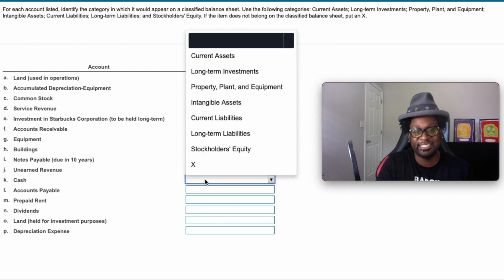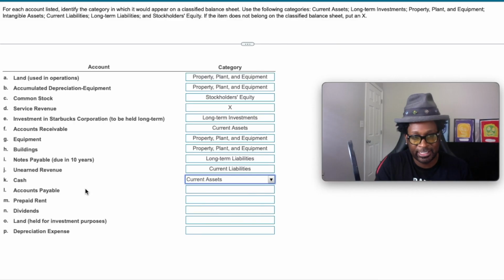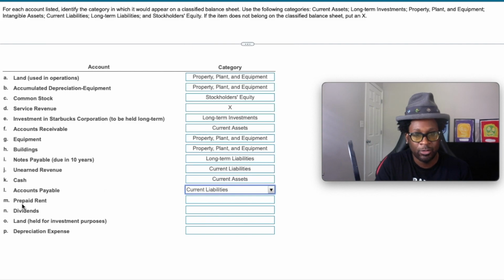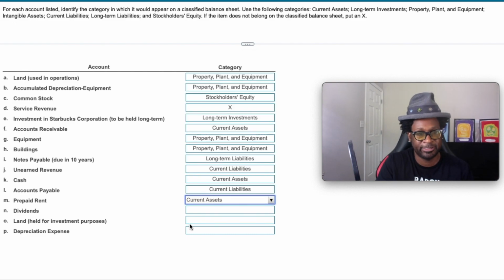Next, cash. Easy breezy. We know that's a big old fat current asset. Dollar bills, y'all. Accounts payable. We know that that's a current liability as well, gang. What about prepaid rent? Prepaid rent happens to be an asset. What type of asset? A current asset, unless otherwise specified.